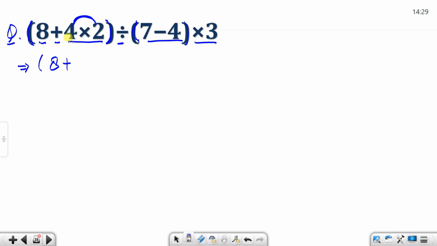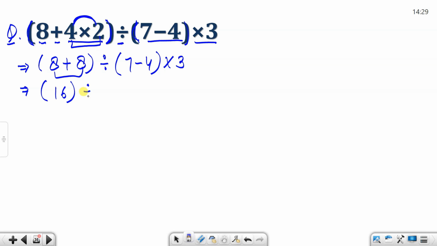8 + 4 × 2, that will be 8. Bracket close, divide. (7 − 4) × 3, let's solve that further. 8 + 8, that will be 16. Divide. 7 − 2, here we'll get 3 × 3. Let's solve that further. 16 ÷ 3 × 3.